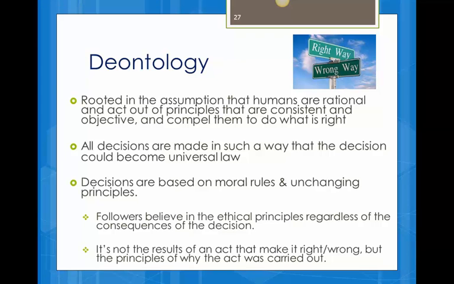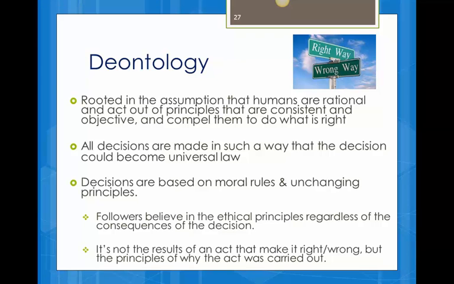And when we fail to follow our moral duty, we are behaving immorally. All of these decisions are made in such a way that the decision could become universal law. Decisions are based on, like I said, moral rules and unchanging principles. Followers believe in the ethical principle regardless of the consequence of the decision. It's not the results of an act that make it right or wrong, but the principles of why the act was carried out. Okay? So moral principles are separate from any consequences that may occur.